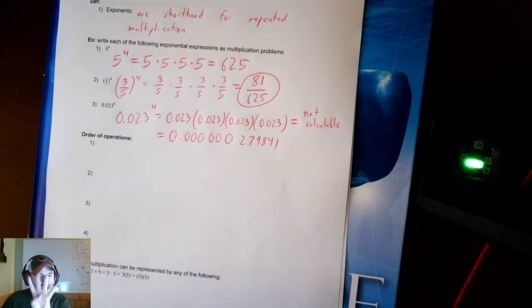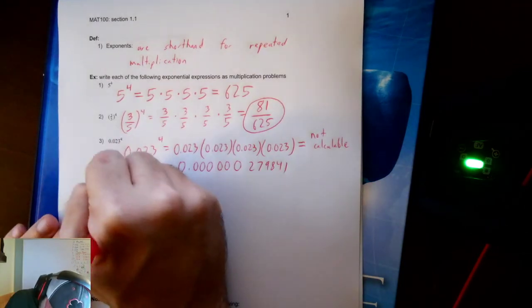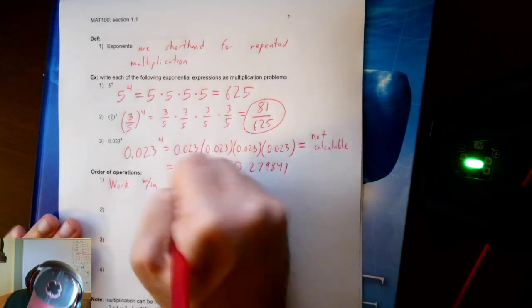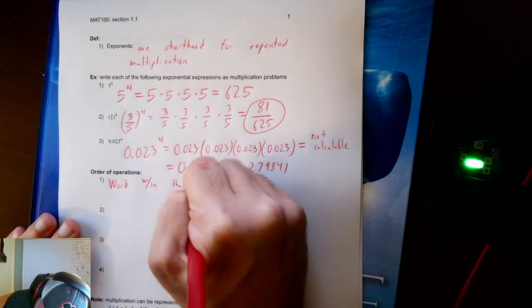The order of operations has 4 steps. The first is work within, I abbreviated, the grouping symbols.